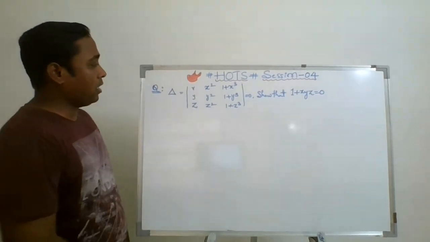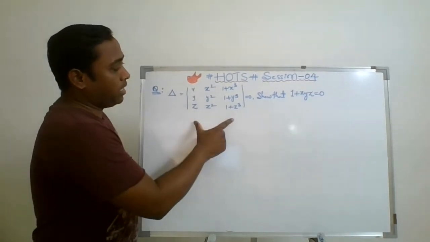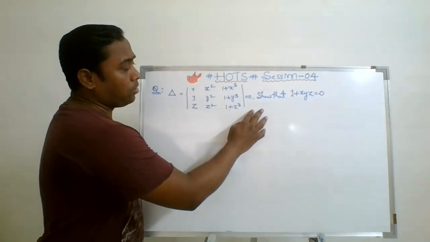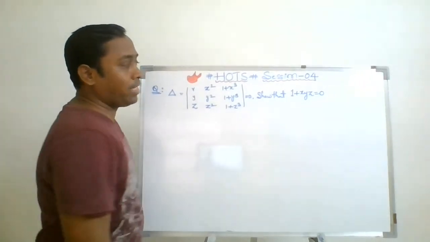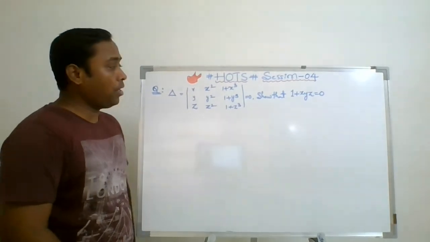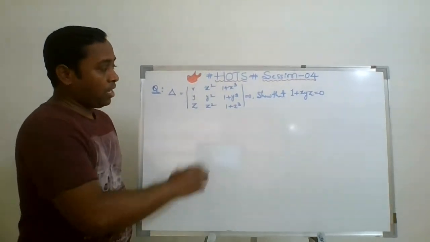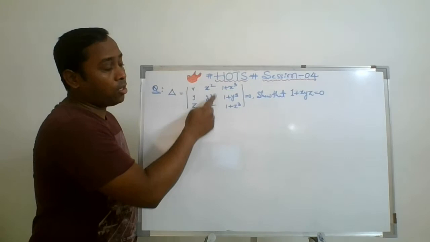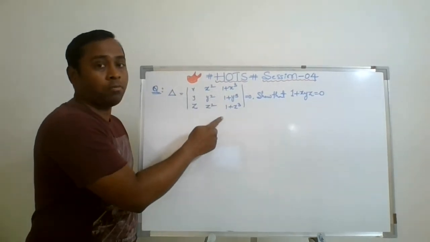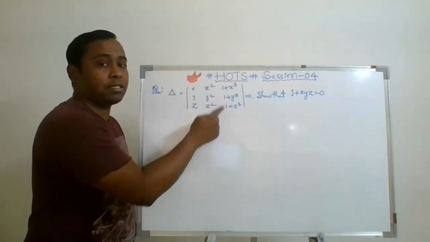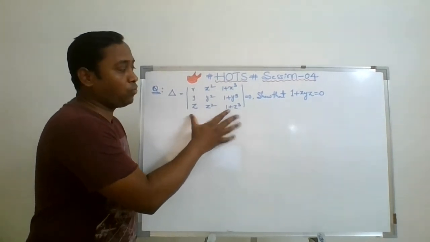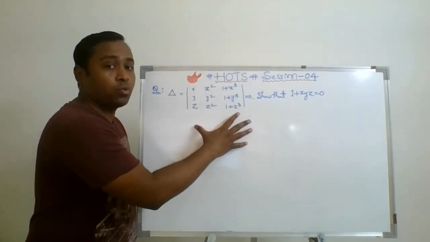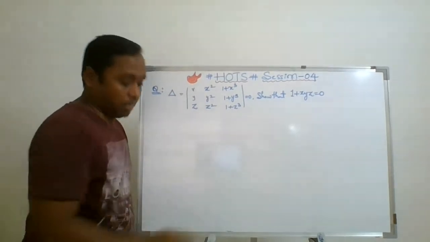So what is the question here? This is a determinant which is already equal to 0, and we have to show that 1 plus xyz is equal to 0. How can we do this? As you know, if the elements of any column or row are expressible as the sum of two variables or numbers, this can be split into two smaller determinants.